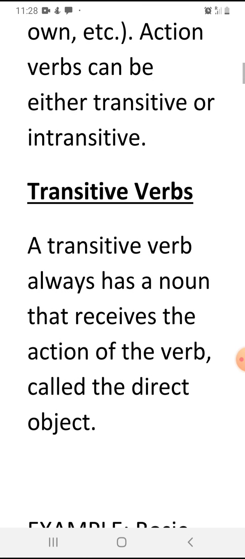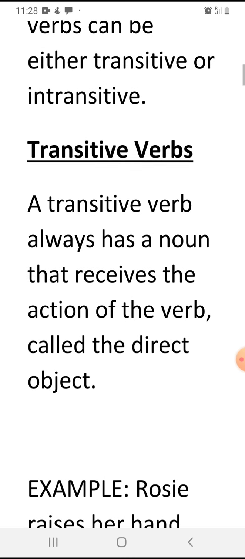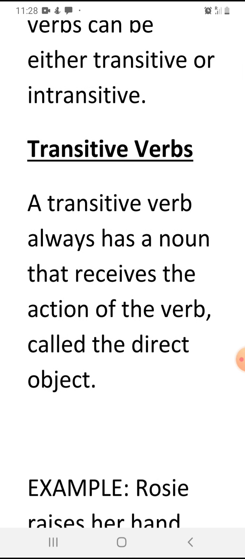Let us study what is transitive verbs. A transitive verb always has a noun that receives the action of the verb called the object. Dear students, transitive verb is a verb which is having an object. That object receives the action of the verb.